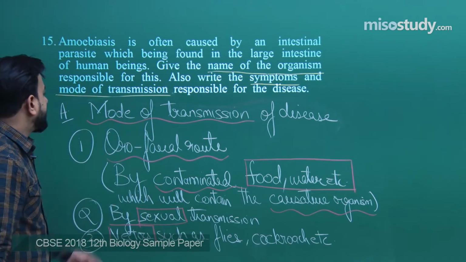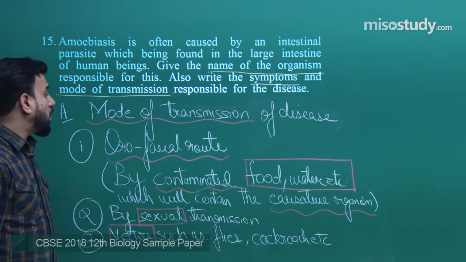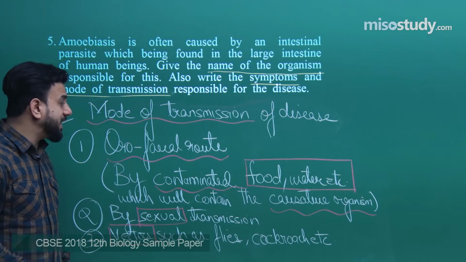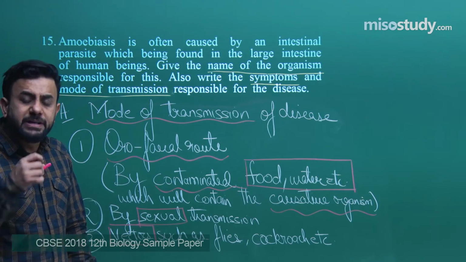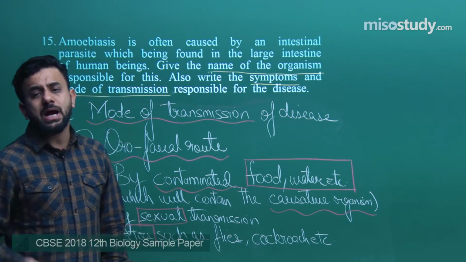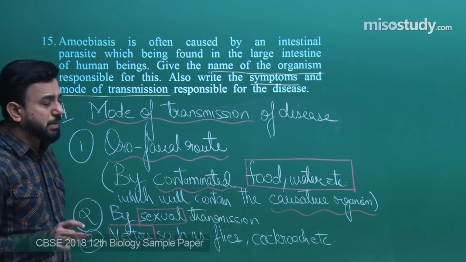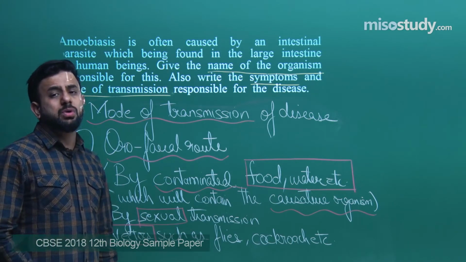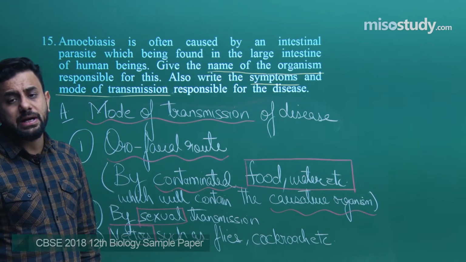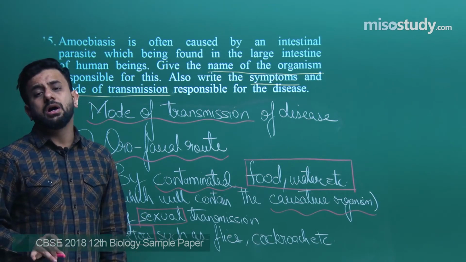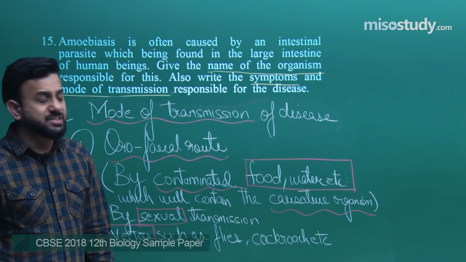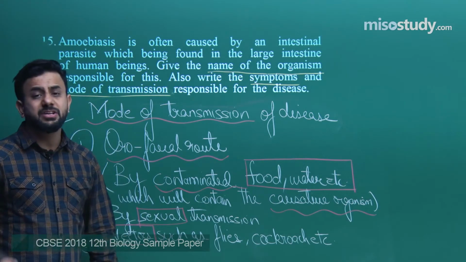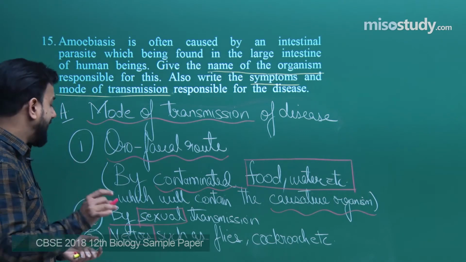So got it? The three modes of transmission of the disease are: one, the orofecal route. I told you what is orofecal route and how it can take place, because if we ingest any contaminated food, any contaminated water from outside, that may contain Entamoeba histolytica, and this gets into our digestive system, alimentary canal, when it reaches the large intestine, this will cause the disease. The second one, by sexual transmission, and the third one, by vectors such as flies, cockroaches, etc.